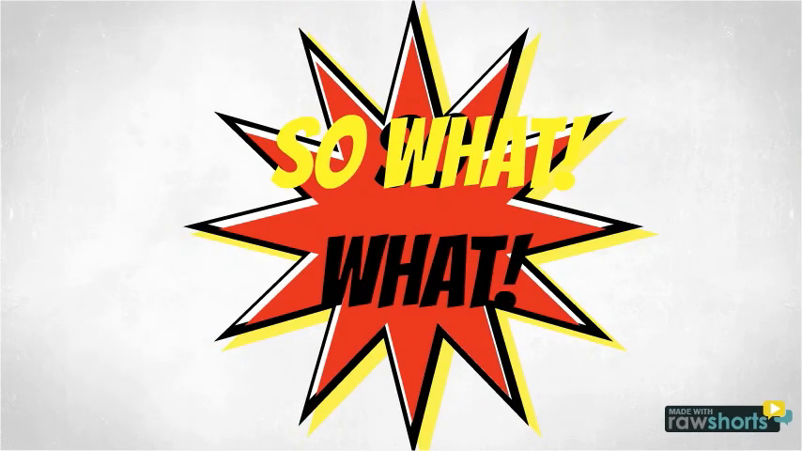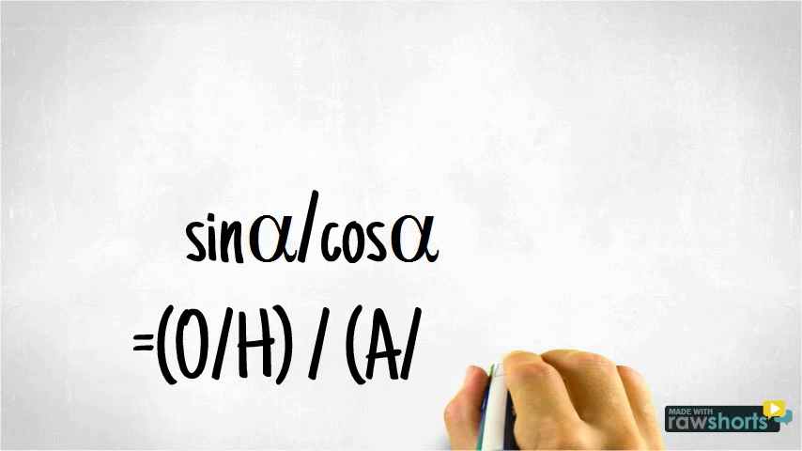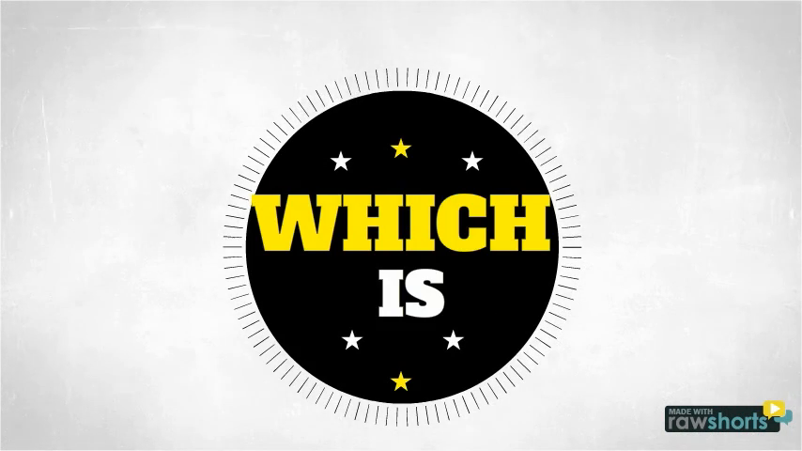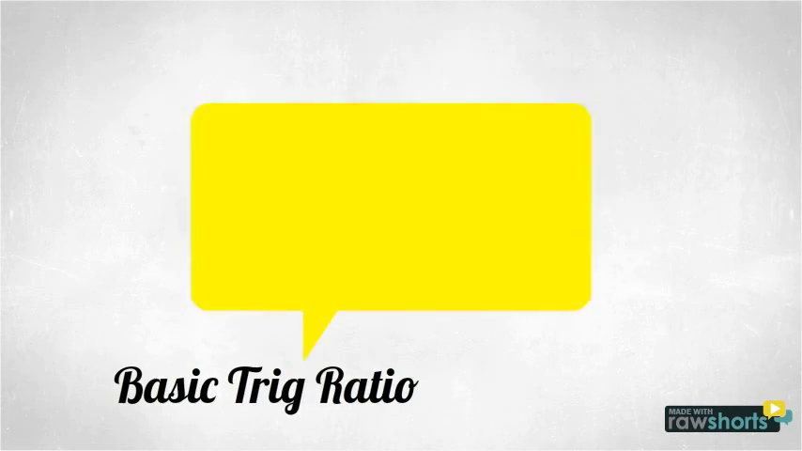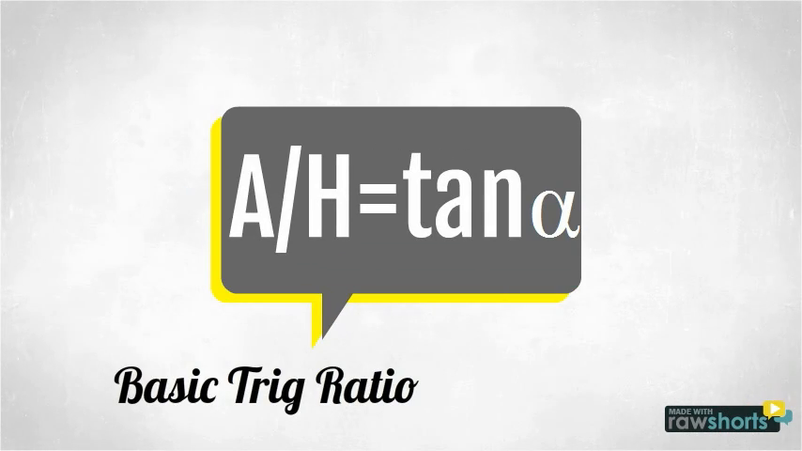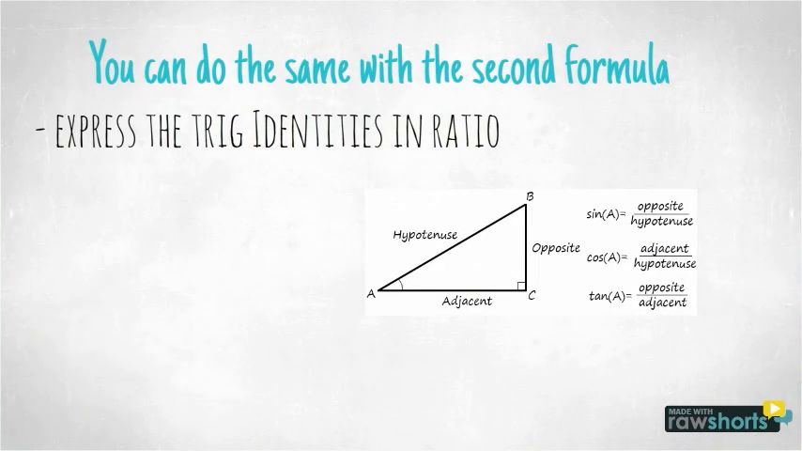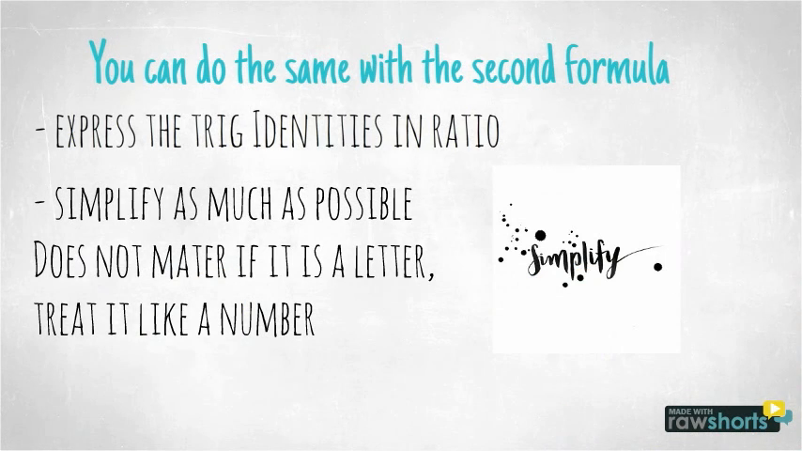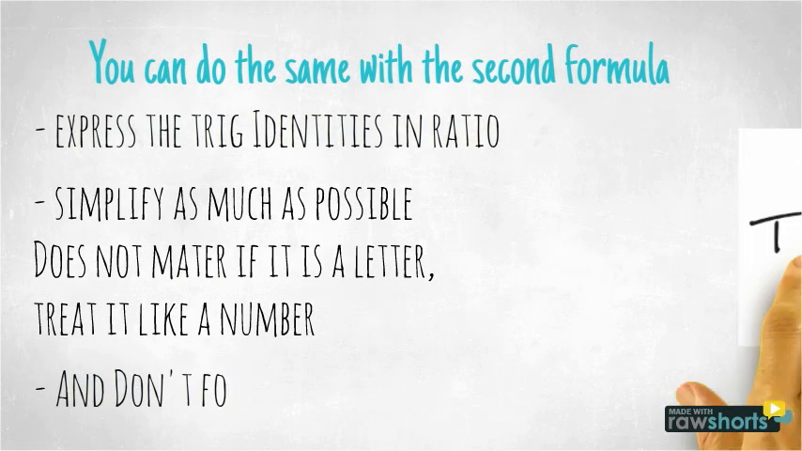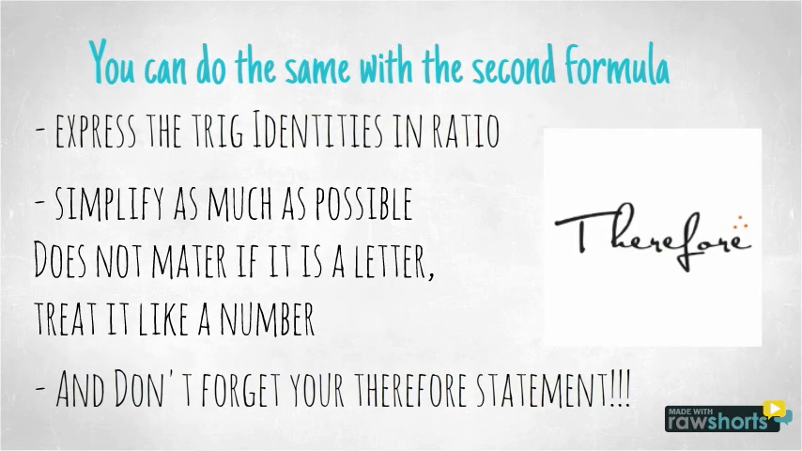So what? Sine A over cos A is equal to O over H over A over H, which is O over A. This corresponds with the basic trig ratio, which is O over A is equal to tan A. You can do the same thing with the second formula. Express in ratio, simplify as much as possible, treat the letter as a number, and don't forget the therefore statement.